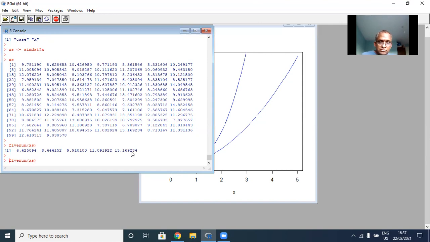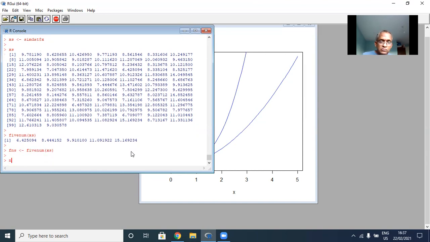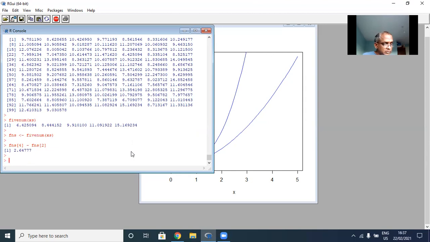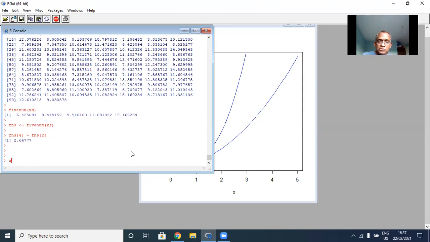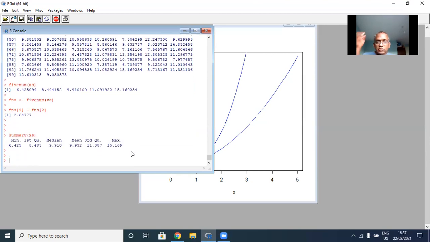So if you say this is equal to say fs, your interquartile range is the difference between the third quartile and the first quartile. So this is the interquartile range. You can also use the summary command. The summary command will return this. So this is the minimum, the first quartile, median, mean, third quartile, and the maximum, right?